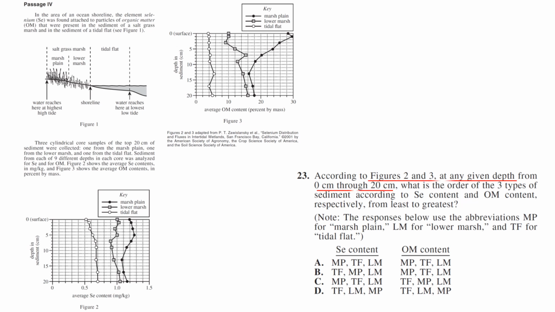Number 23, according to figures 2 and 3, at any given depth, so any of the depths, what is the order of the 3 types of sediment according to SE content and OM content from least to greatest? So let's start with SE content, which is figure 2. And we're going to look at the one that's lowest, least to greatest, is going to start with tidal flats. And then it's going to move to lower marsh, and that's the only one that works. So tidal flat, lower marsh, we don't even have to check the other one. We already have our answer at D because none of the others work.